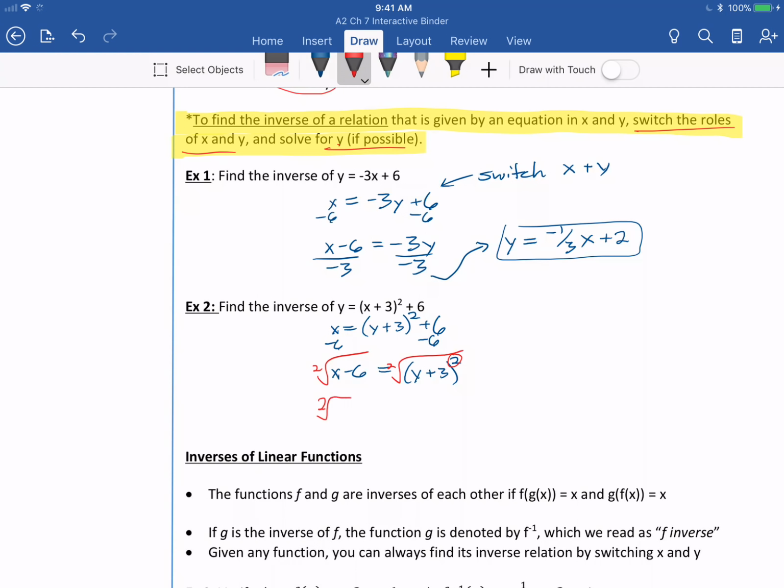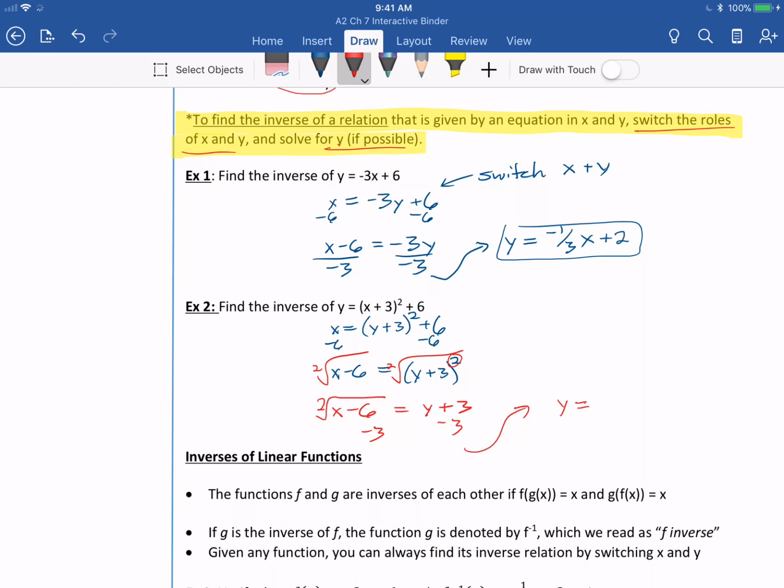So now I have the square root of x minus 6 is equal to now just y plus 3. And then I subtract that 3 to both sides. And then be careful here. Here's the common mistake: people try to put that 3 underneath that square root. And it doesn't go there. All right, so let's flip this guy up here.